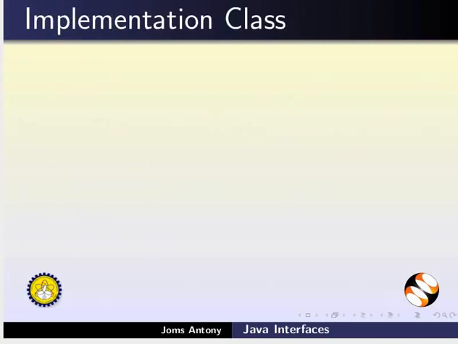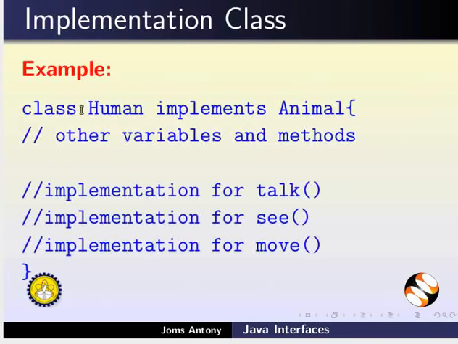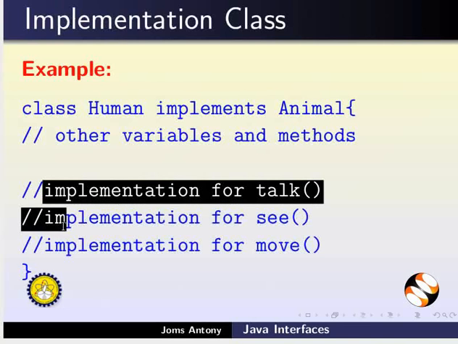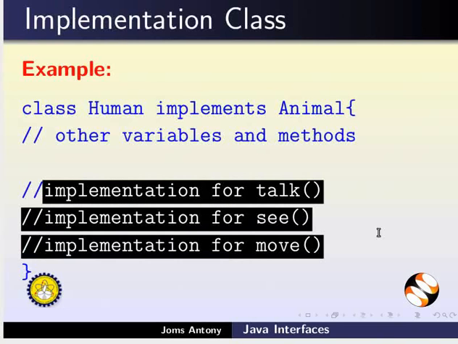Next, we will see how to create an implementation class for an interface with an example. Here, human is a class which implements the animal interface. So, it must provide implementations for the methods talk, see, and move.